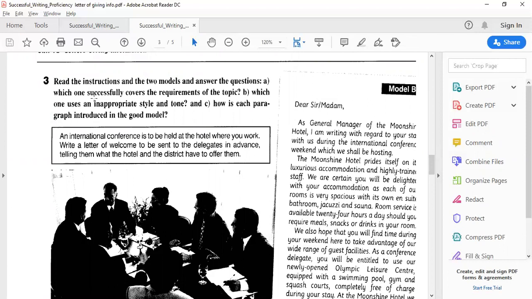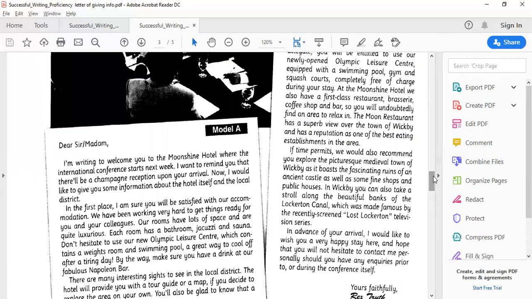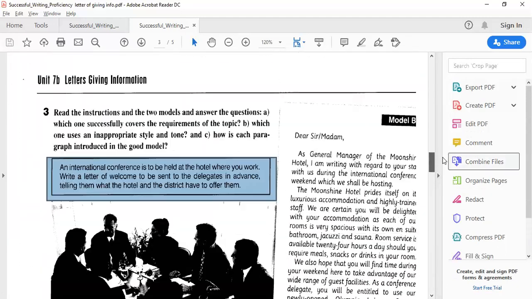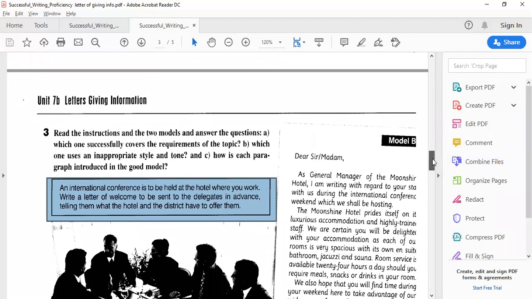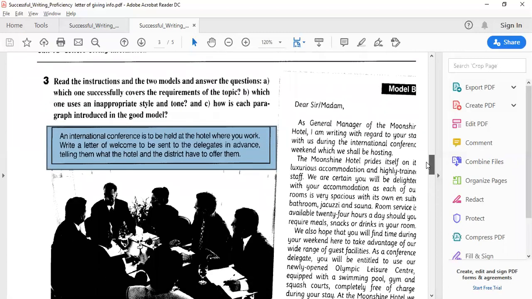The first one is which one successfully covers the requirements of the topic. So this is the topic given, for which person A and person B have written two model essays. This one is model A, this one is model B. Now you have to choose whether model A or B has successfully covered the requirements of the topic.